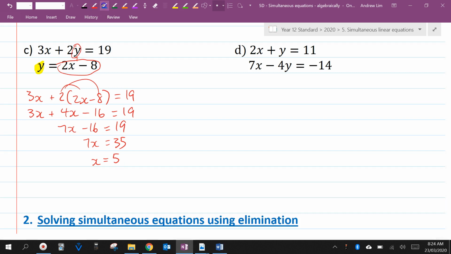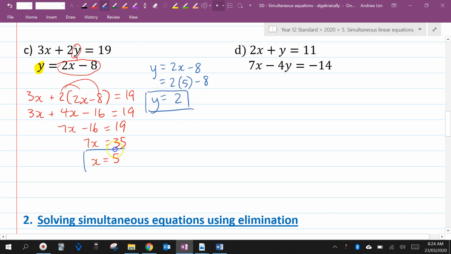We're half done. What is y equal to? Well, y is equal to 2x minus 8. But because x is equal to 5, we have 2 times 5 minus 8, which is 2. So y is equal to 2, and x is equal to 5.